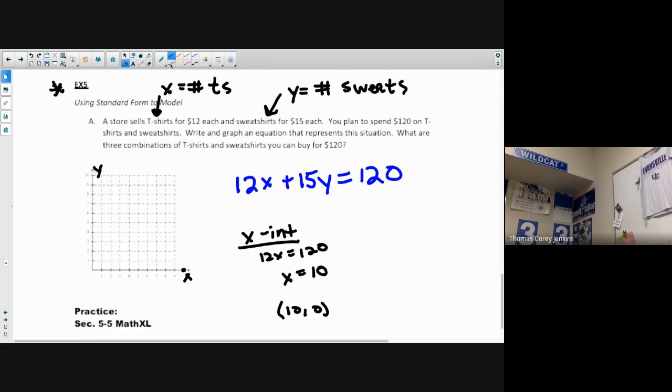All right, and then my y-intercept. Go ahead and work through that one. We zero out the x term, so we're left with 15y equals 120, and so y is equal to 120 over 15. That would be 6. Make sure that's right. Oh, sorry, 8. That's why we use the calculator. And then that goes to (0, 8).